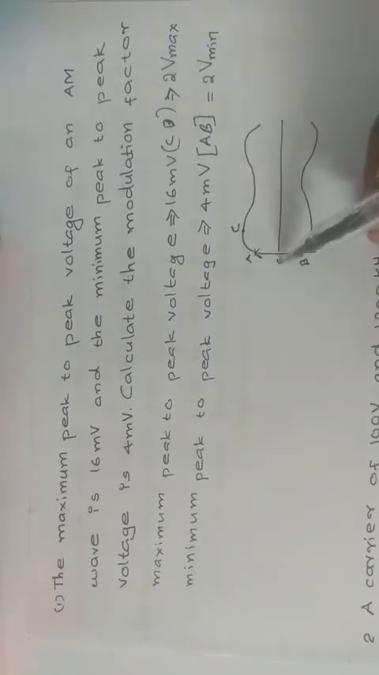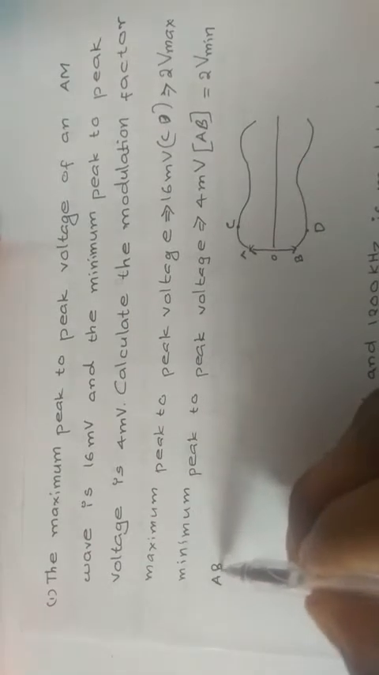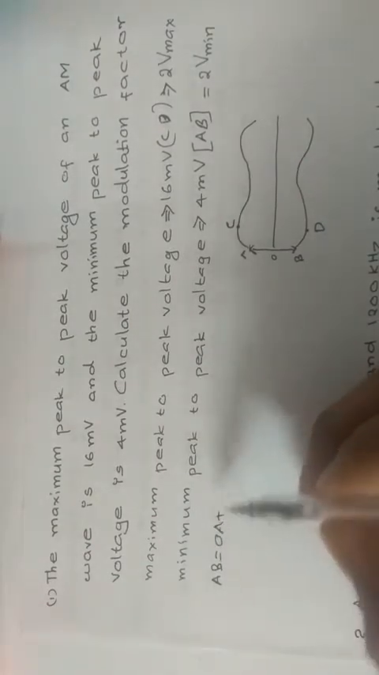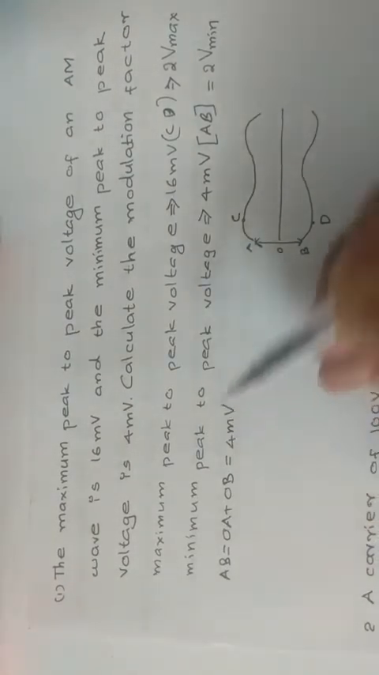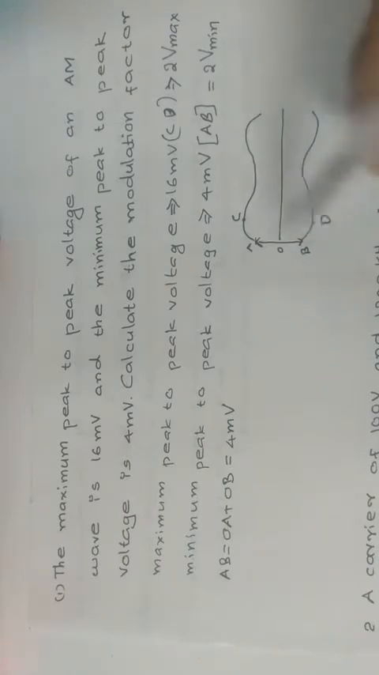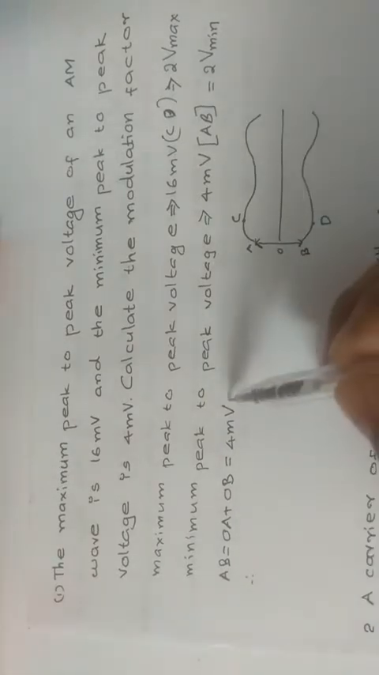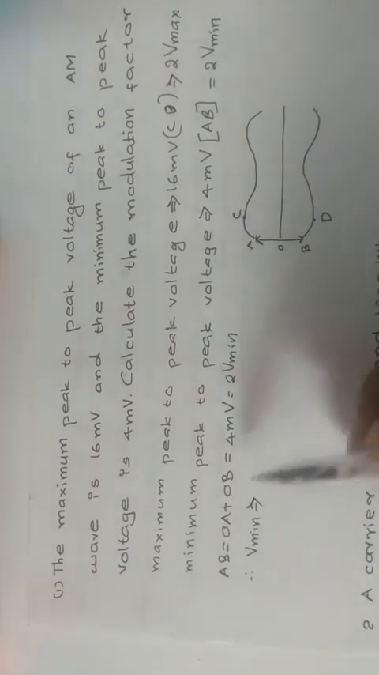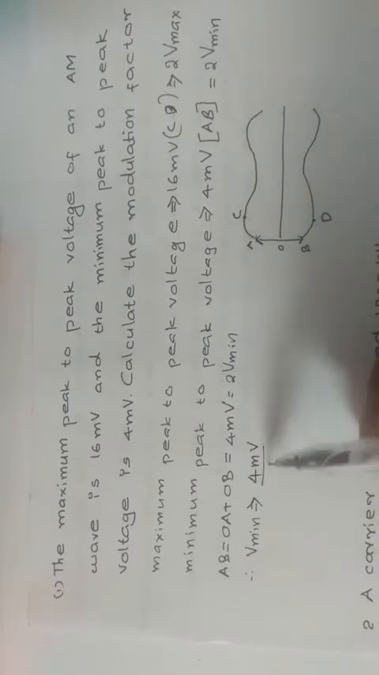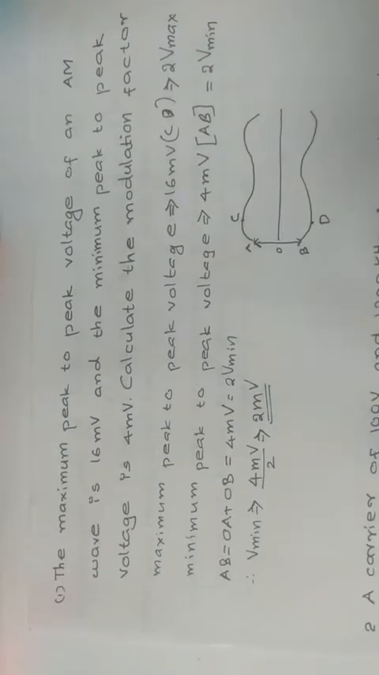That is, consider the point O. It means that AB is equal to OA plus OB is equal to 4 millivolt. That is, the minimum peak-to-peak voltage is equal to 4 millivolt. Therefore, Vmin is equal to 4 millivolt divided by 2, which is equal to 2 millivolt.